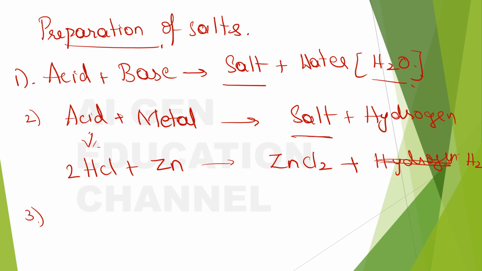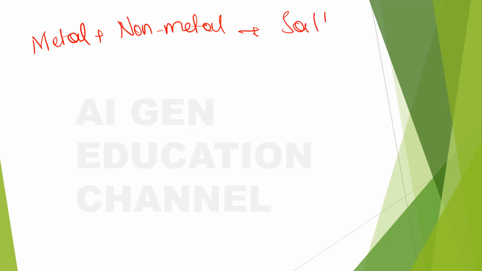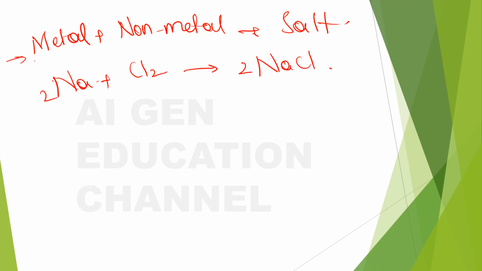Now again, what is the other way that you can obtain this one? When a metal and a non-metal react, then again we will get a salt. So one example of this would be, what do you call, sodium and chlorine gives 2 molecules of sodium chloride. So this will be an example of metal and non-metal reacting together to give us salt.